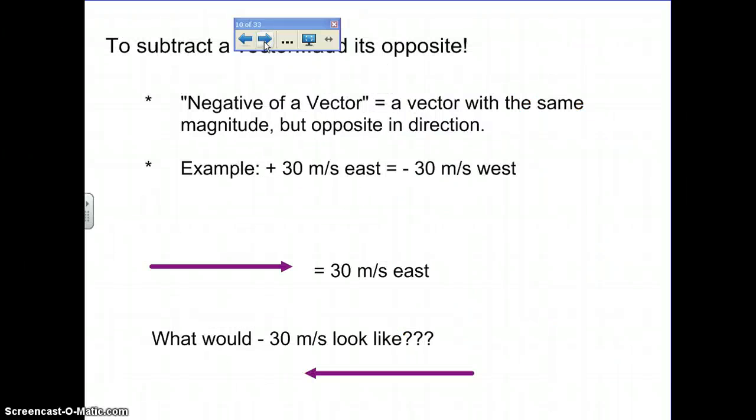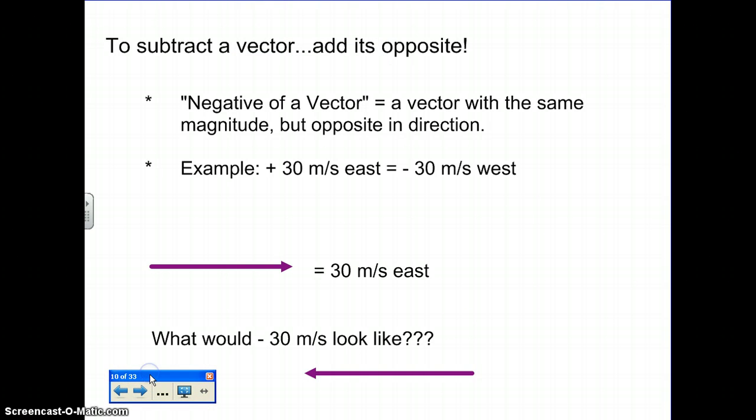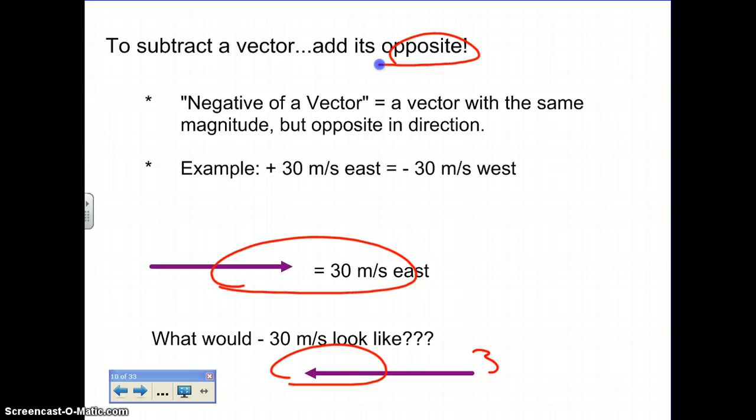Okay, so once again, to subtract these vectors, all you're doing is just looking at its opposite. So if you have a positive 30, a negative 30 would read this way. So you could say 30 meters per second towards the west, right? Wouldn't that make sense? Okay, so that's pretty much all I want to say on that.